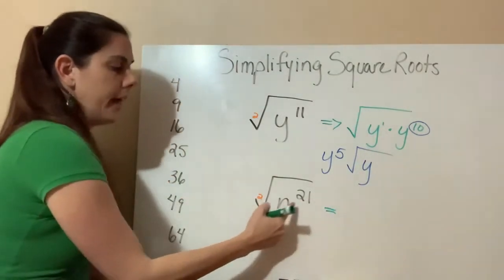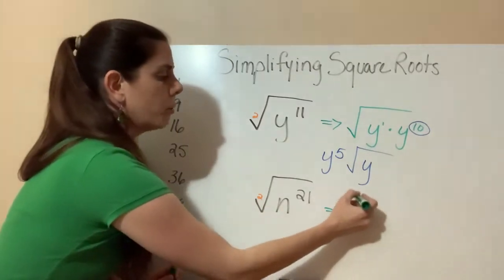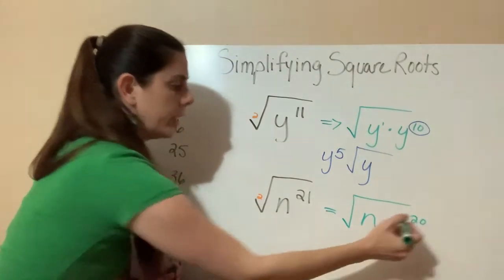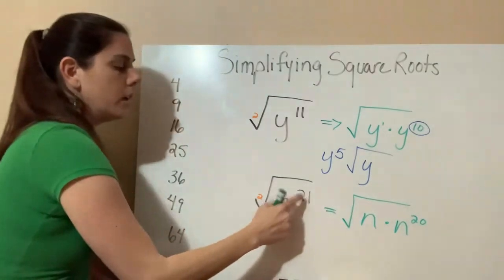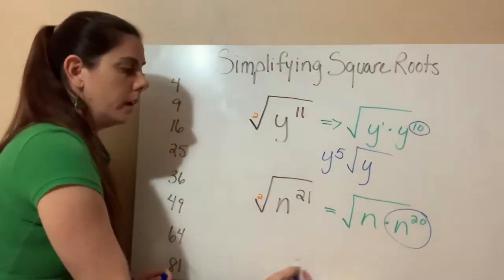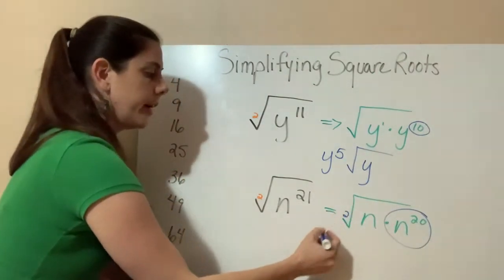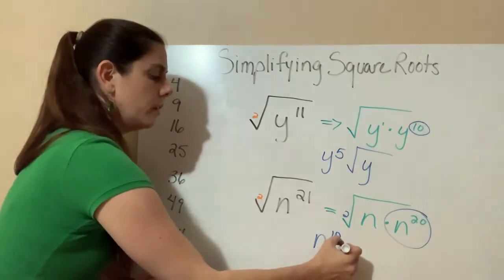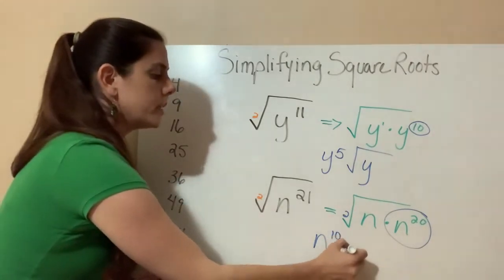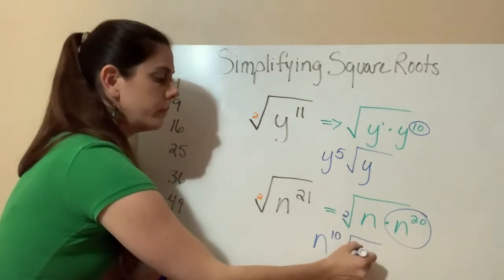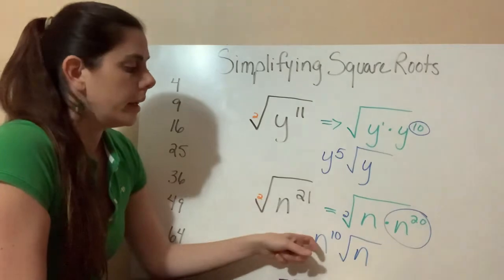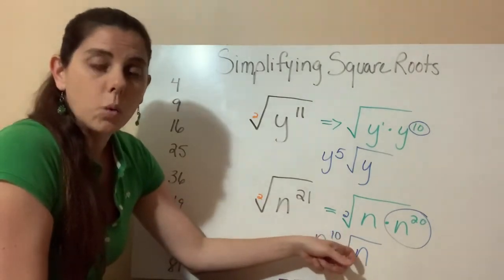In our second one, we have n to the 21st. So I'm going to go ahead and write this, pull the n out by itself and multiply it by n to the 20th. So 1 plus 20 equals 21. I can take the perfect square root of this part of it, so I can divide that by 2. 20 divided by 2 is 10. So the square root of n to the 20th is n to the 10th. And then what's left underneath our root symbol is n. So the square root of n to the 21st is n to the 10th square root n.